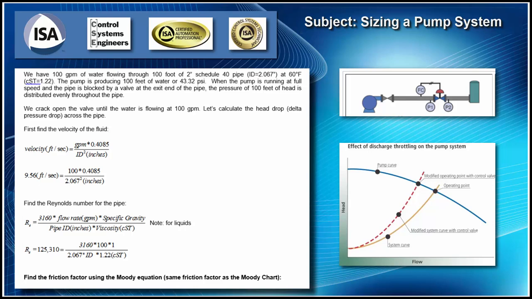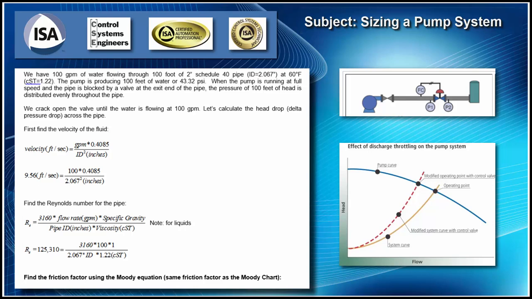When the pump is running at full speed and the pipe is blocked by the valve at the exit end of the pipe, the pressure of 100 feet head is distributed evenly throughout the pipe. As you remember, we said it, Pascal's law, that the pressure is the same everywhere in the pipe when it's a closed system. So if we crack this valve open and the water starts flowing at 100 gallons per minute, we're going to calculate what the parameters are.